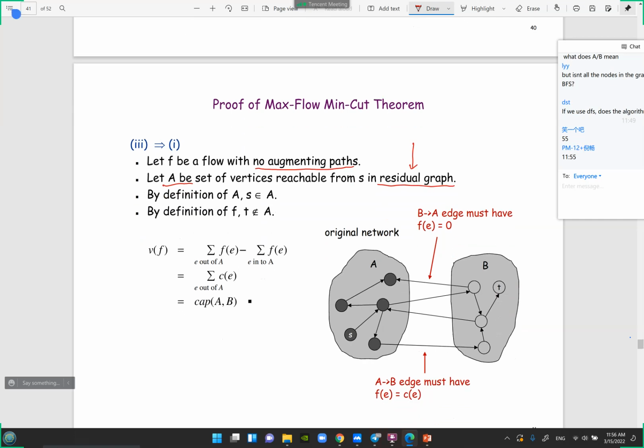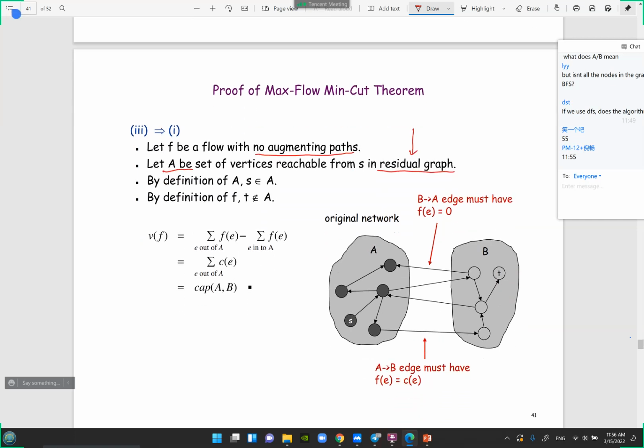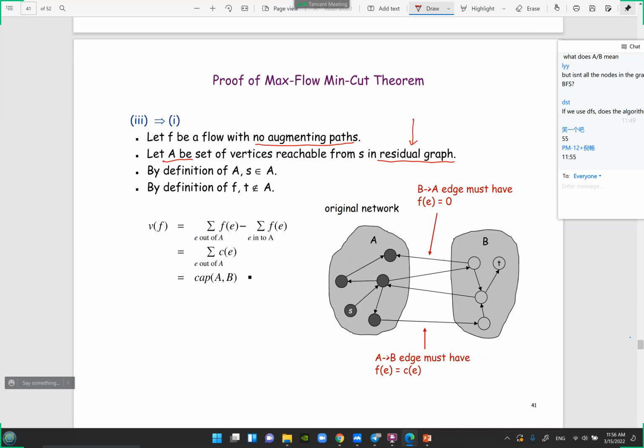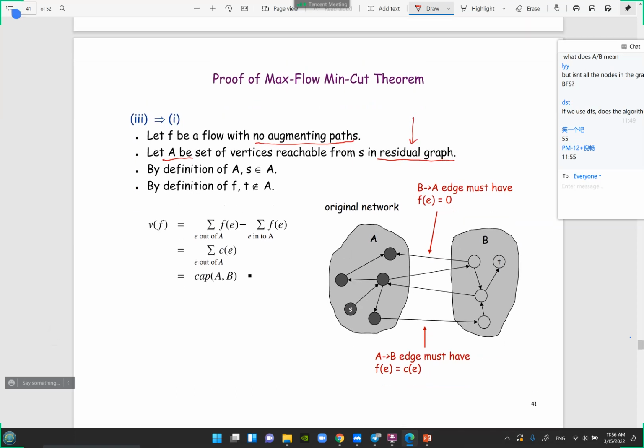Okay, so I guess I'm out of time over here. I think I need to stop at this point because I'm not done with this proof yet. It's probably going to take another 5 minutes. So I'll stop at this point and then we'll continue on Thursday.